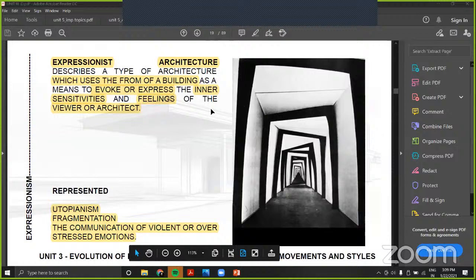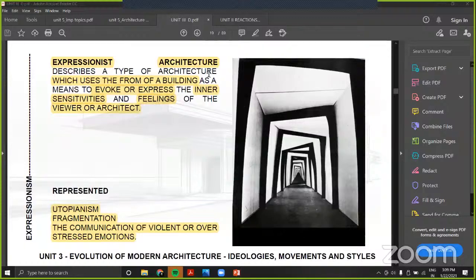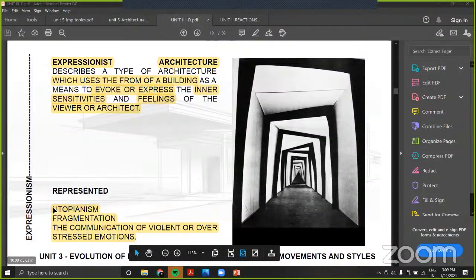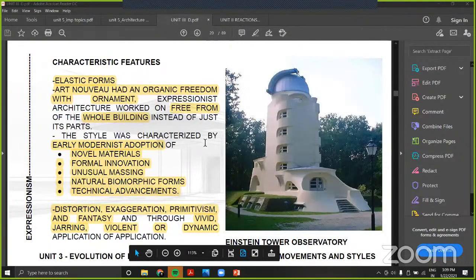Expressionist architecture describes the type of architecture which uses the form of the building as a means to evoke or express the inner sensitivities and feelings of the viewers or the architect. As I told, they wanted to express their inner feelings through the buildings. Basically they wanted fragmentation. They also fragmented the building and communicated violent or overstressed emotions. Yeah.